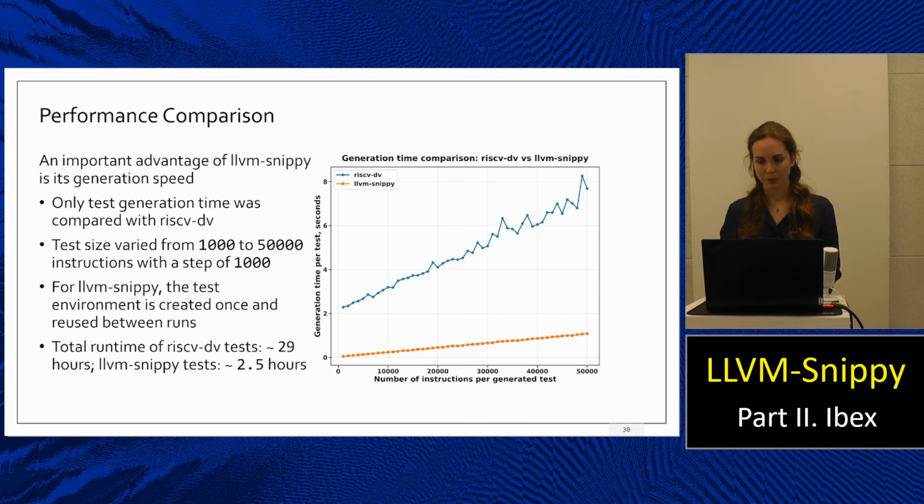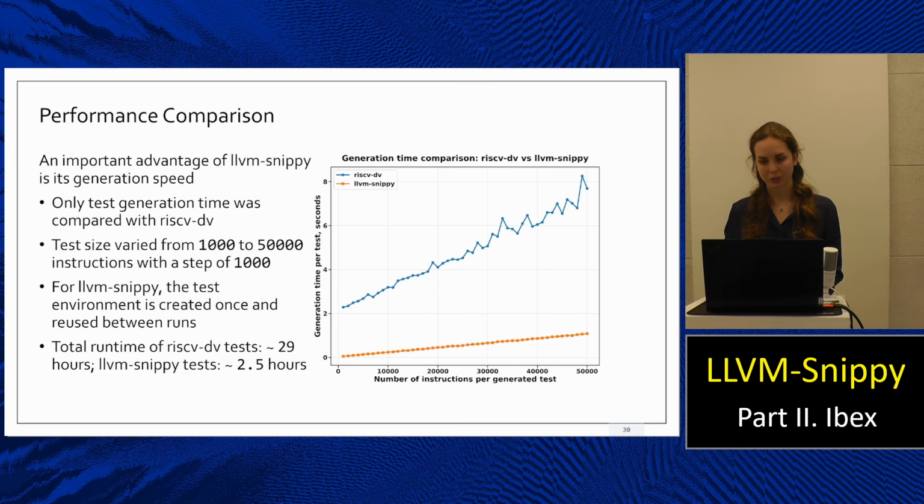For LLVM-snippy, the test environment was created once and reused between runs. The graph shows that LLVM-snippy generates tests noticeably faster. For riscv-dv, time grows more steeply and less consistently, while LLVM-snippy scaling is smooth across the whole measured range.